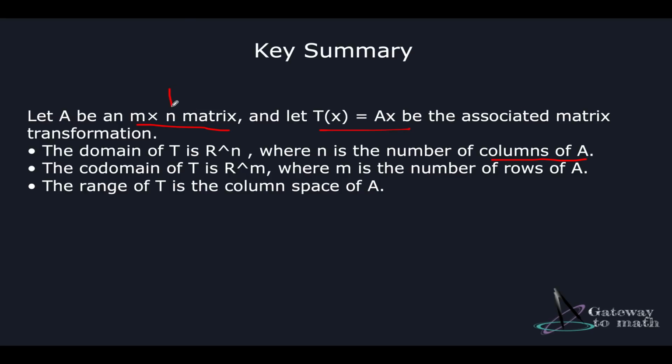So we start, this is my domain and this is my codomain. So my columns are my domain and my rows are my codomain in the case of a matrix. The codomain of T is R raised to the power of m, where m is the number of rows of A, and the range of T is the column space of A. So the space across which the columns are extending becomes my range for the matrix transformation.